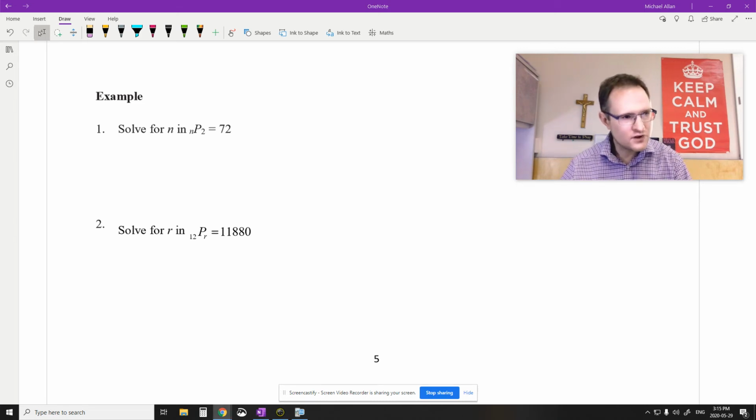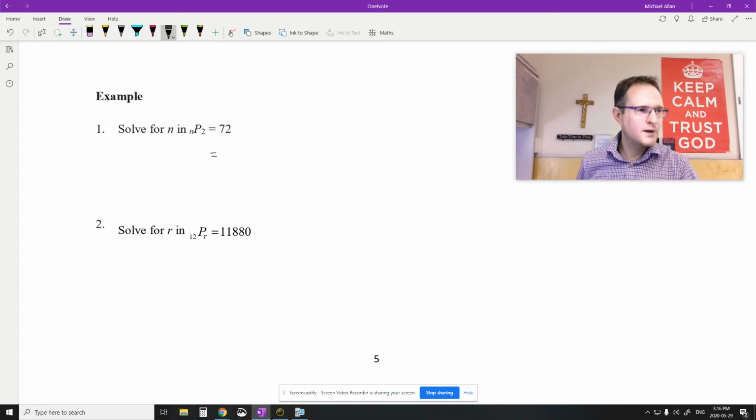So the first one here, we can actually do algebraically. We can write this out in what we call factorial notation, or permutation notation, using the formula here. So we have n factorial divided by n minus r factorial. We know what r is. This r is 2. So n factorial over n minus 2 factorial has to equal 72.